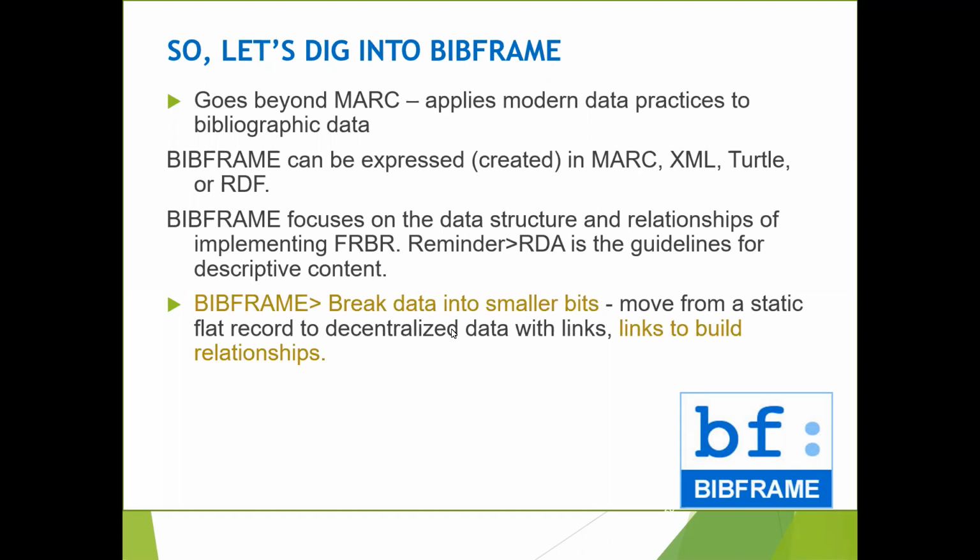There's been some really amazing early work looking at how BibFrame could break our data into smaller bits, and move from a flat record. When we look at a MARC record, it's kind of top to bottom, right? You might have a holding record that hangs off of it, or an item record that hangs off of it. But the data is in one record, top to bottom. And BibFrame is looking at how we can start decentralizing that data a little bit.